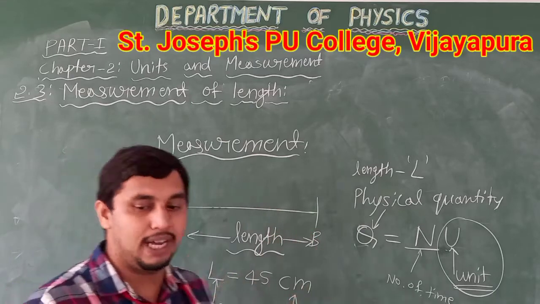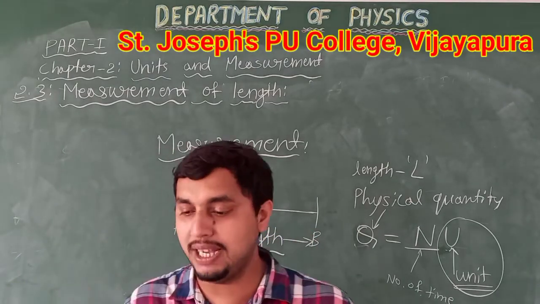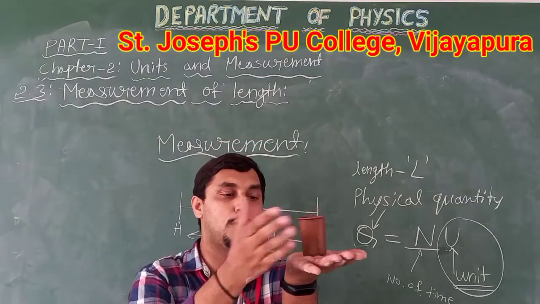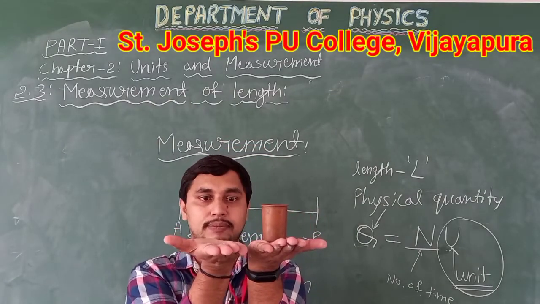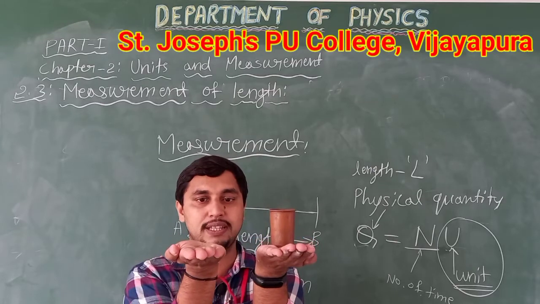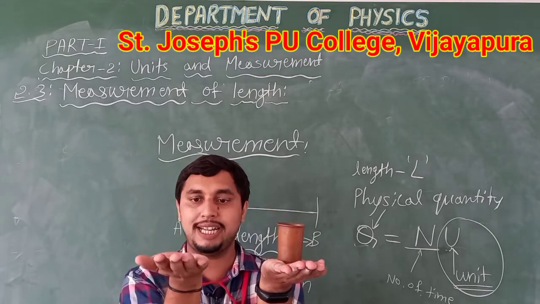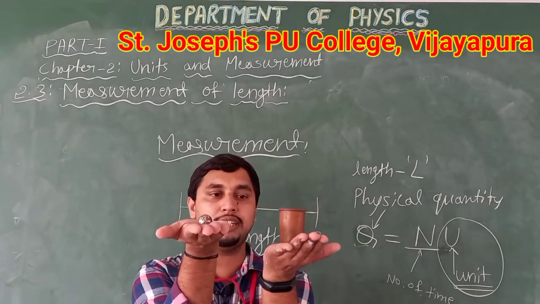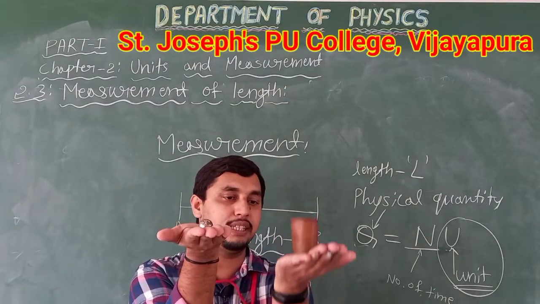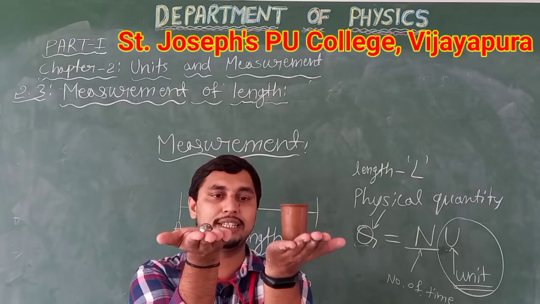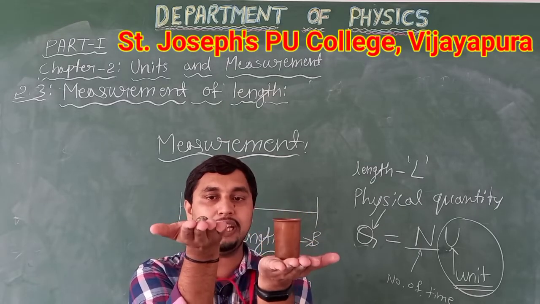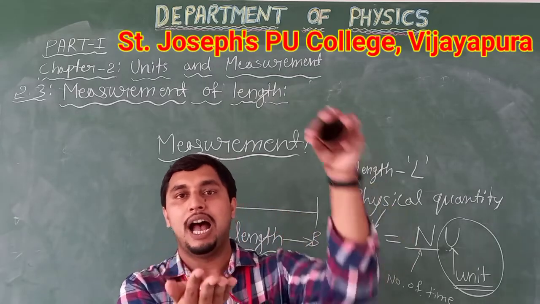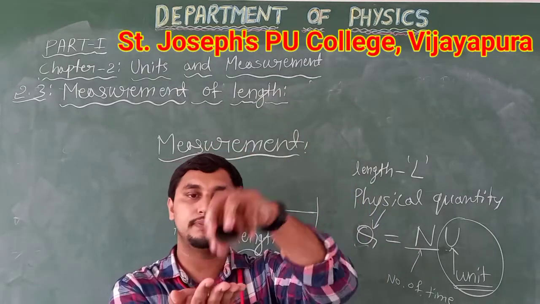For example, mass. How will you find the mass of an object? I am taking a balance. The balance means I am comparing. On one side I will place some known mass, and I will place the unknown mass of the object on the other side. Now I am comparing, how many times. If it is not balanced, I have to put some more weights.